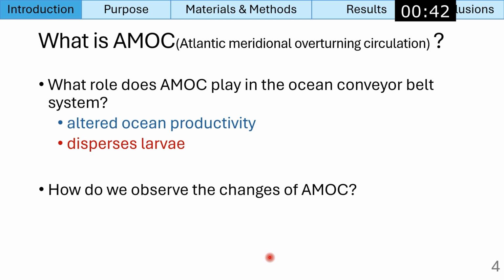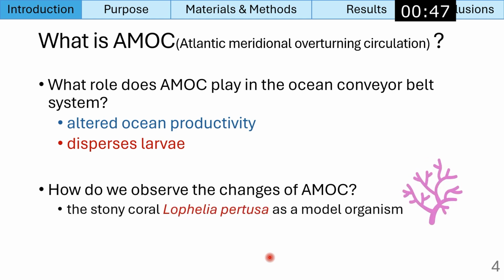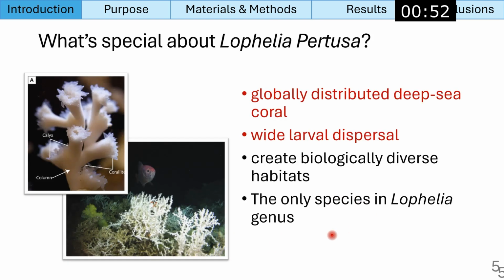And how do we observe the changes of AMOC? We use the stony coral Lophelia pertusa as a model organism. So what's special about this kind of coral? It is a globally distributed deep sea coral, and it has wide larval dispersal, and it can create biologically diverse habitats. And I have to correct myself: this is the only species in the Lophelia genus, so we will only be seeing one species of coral in this paper.